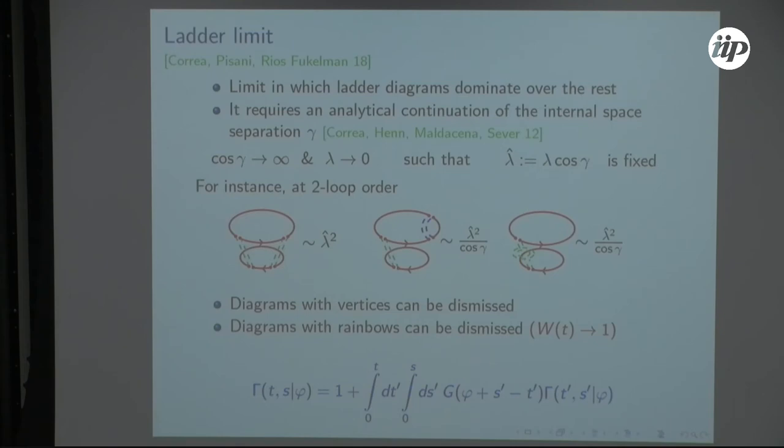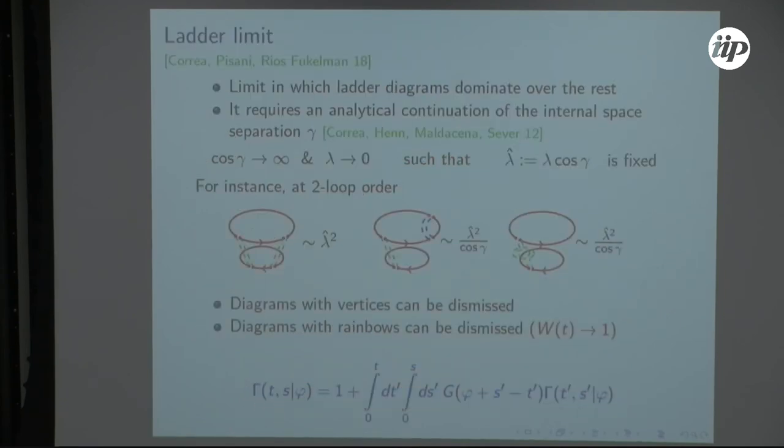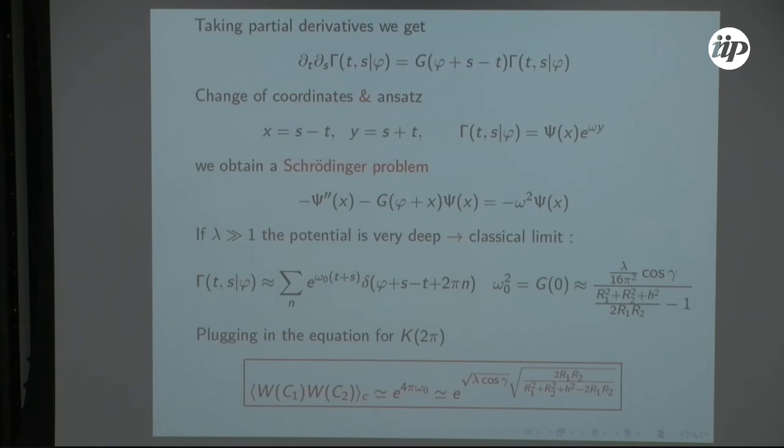So now you can solve this equation by, for instance, taking partial derivatives with respect to the two arguments T and S. So the one goes away, then you get on the left-hand side the two derivatives of gamma, and on the right-hand side, you just get the argument of the integral, right? And then you realize that since this depends only on the difference, it is convenient to do this change of coordinates. X is the difference, Y is the sum of these parameters S and T. And then you can make this ansatz that it depends on some function of X times some exponential of omega Y, because there is no Y dependence here.